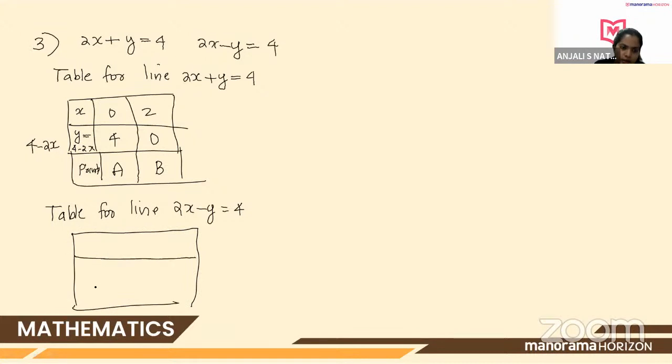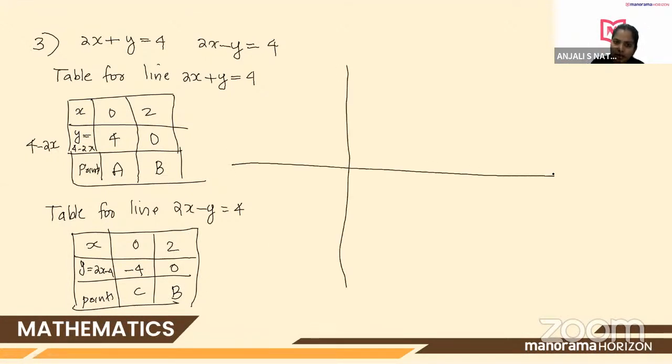So let's create the table. x and y is equal to 2x minus 4. Here the points, here also we take 0 and 2, and we get minus 4 here and 0. So we can take a new point as C, and 2, 0 is the same point, so we can take it as B itself. Okay, so we got the points. And if we draw these points on a graph, we get a triangle.